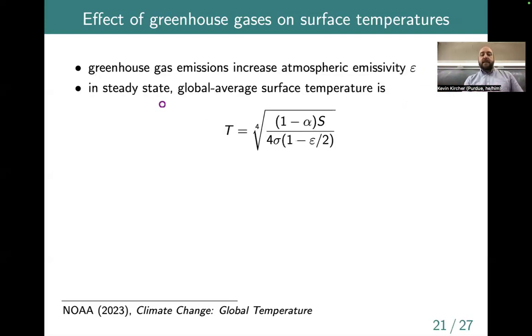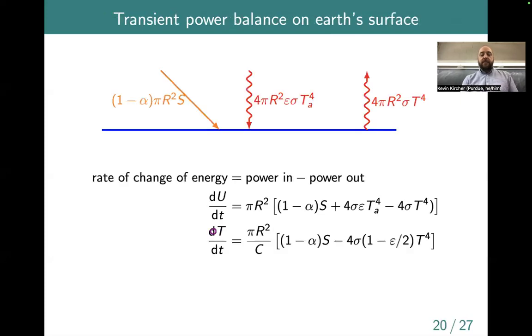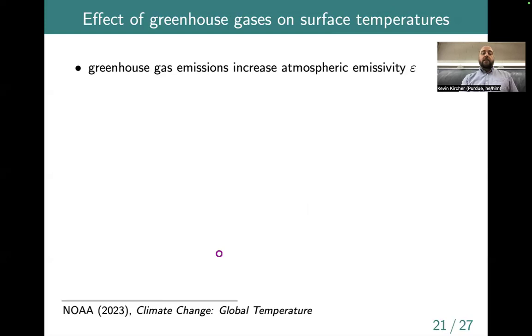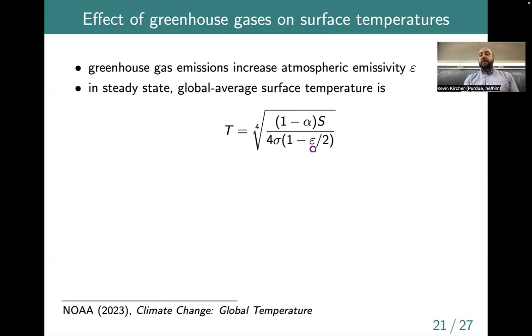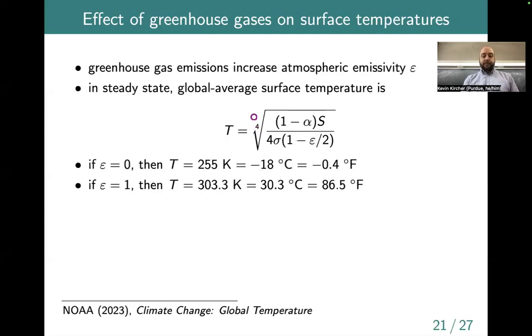Okay, so in steady state, meaning set the derivative here on the left-hand side equal to 0, we can solve for temperature as a function of this epsilon, alpha, and so forth. And we get a particular value for it. It has to do with the fourth root and so on. So we can plug in different values of epsilon to see what effect it has on surface temperature. So if epsilon was equal to 0, meaning we basically have no atmosphere, you solve for this thing and you get a temperature of about -4 Fahrenheit or -18 Celsius. And this would be the global and annual average temperature over the surface of the Earth.